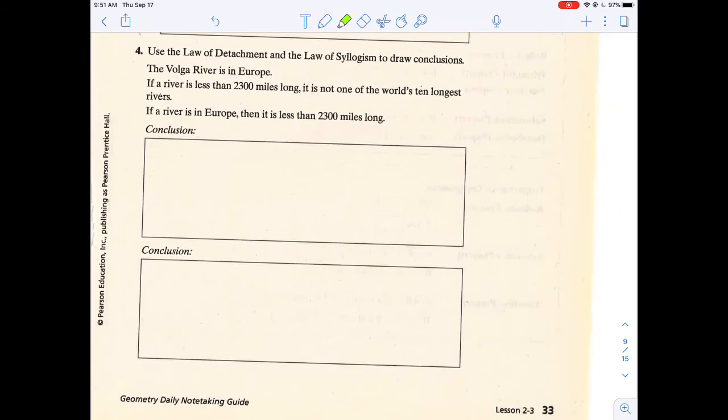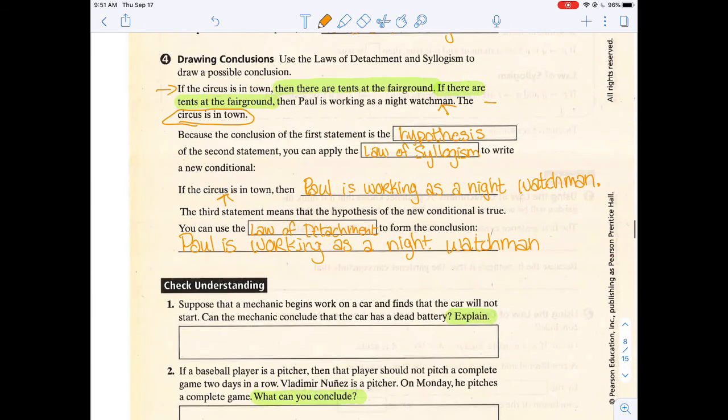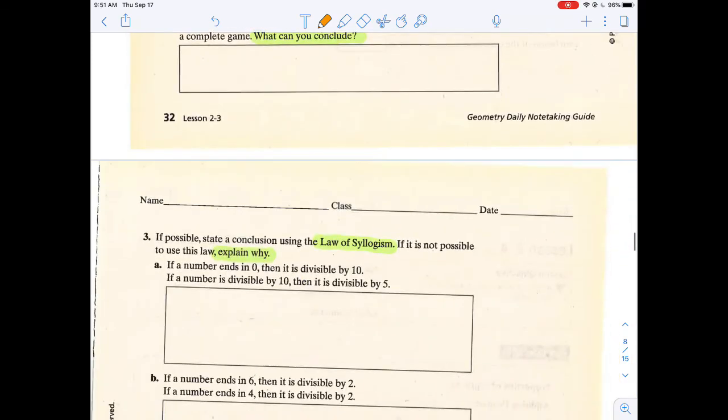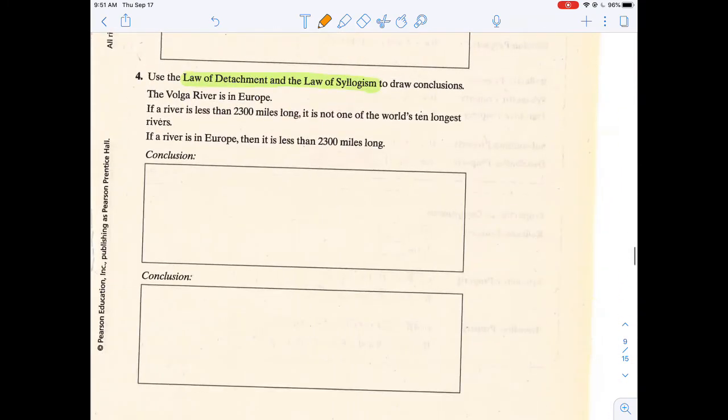Then number 4, use the law of detachment and the law of syllogism to draw conclusions. Okay, so you're going to be able to get 2 conclusions, just like we did in this example with Paul. We're going to be able to come up with a conclusion using the law of syllogism and then the law of detachment. Okay, so you should have 2 conclusions on number 4. 2 things that you figure out because of those laws.